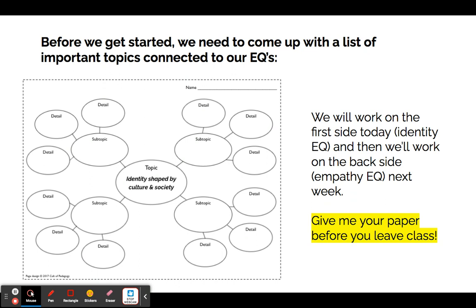So if you're absent on Synchronous Day 2, which would either be Thursday or Friday, please let me know and I'll give you a digital copy, or you can wait and get a physical copy when you come back. So the first side is going to be talking about identity. We will do that today or this week. Next week, we will finish the other side, which is empathy.